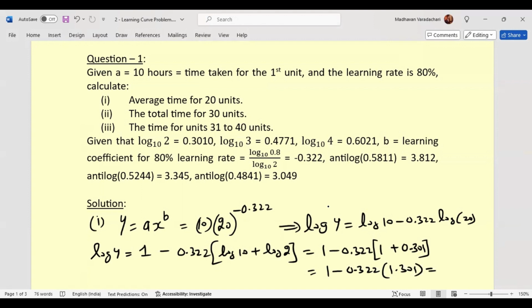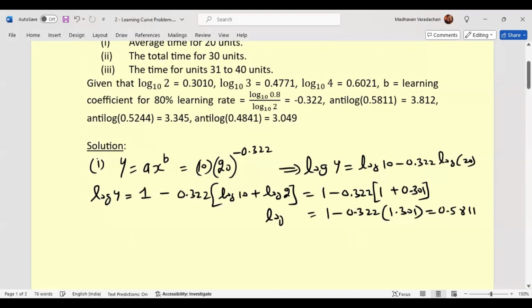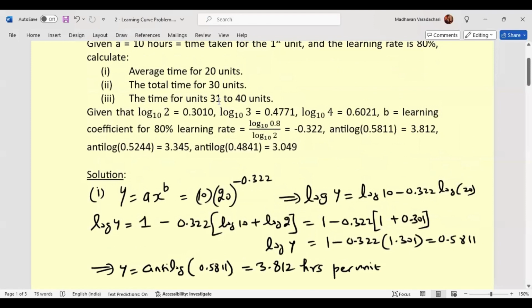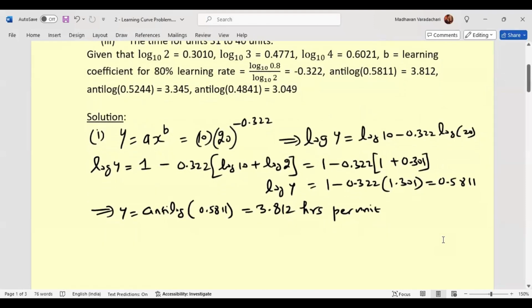If we calculate that, we will get the result as 0.5811. So that means log y is 0.5811, which means y will be antilog of 0.5811. So that is given in the question as 3.812 hours per unit. So here they are asking us to find the average time per unit for manufacturing 20 units. That is already being done.